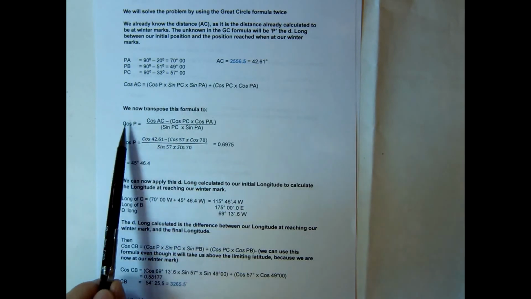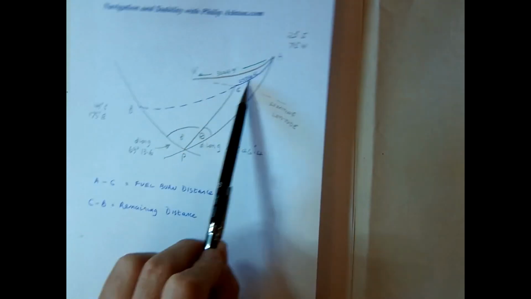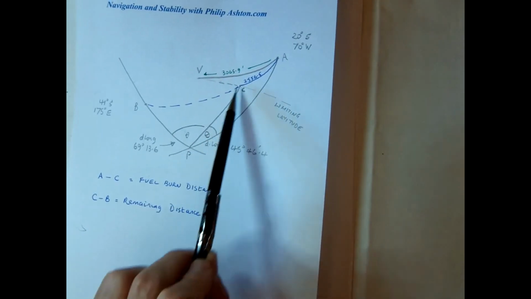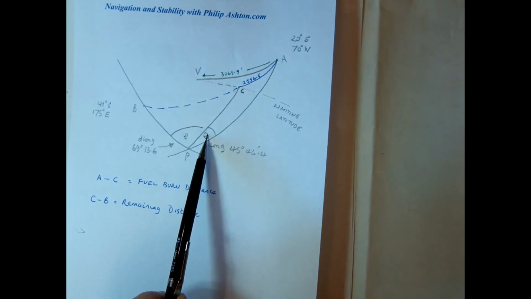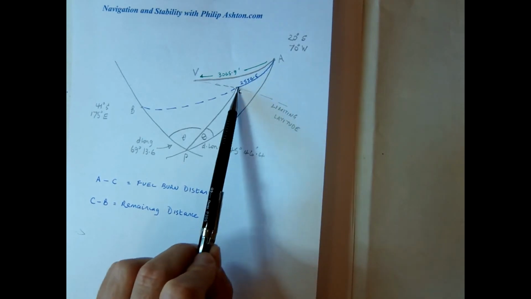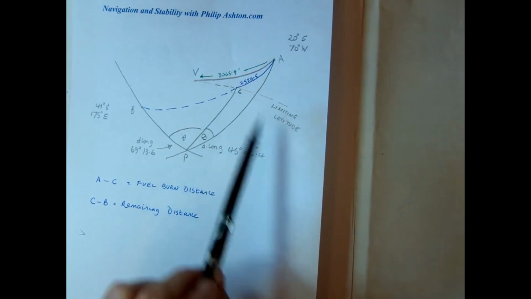So I've written the values down here, PA, PC, and we know AC. Put them in the formula. As you can see there, I've transposed the formula, and we can work out that the d long is 45 degrees 46.4. So in this first great circle area here, we've found this d long of 46.4 because we knew the distance, which was the fuel burn, which takes us to the limiting latitude, and we knew PC and PA.